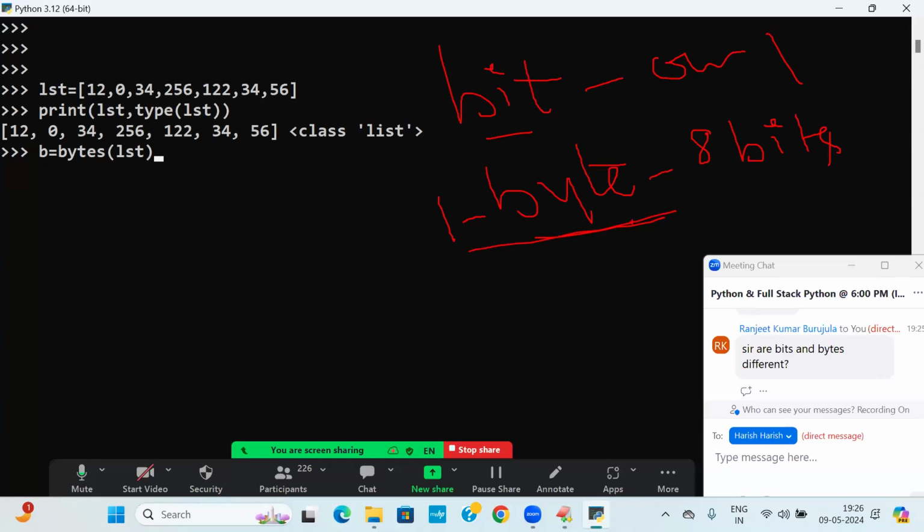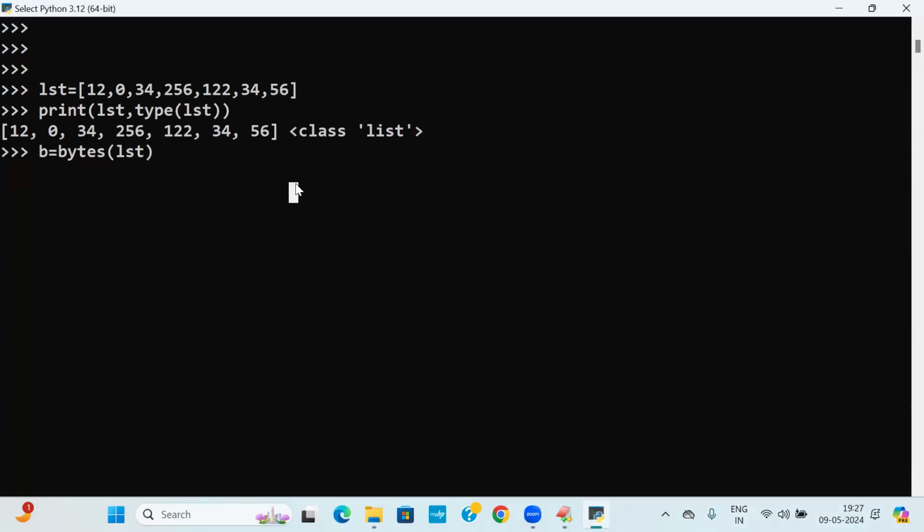Ranjit Kumar, I think you are confusing it. This is different from Python bytes. That is for end-to-end encryption, and this is for memory space measurement. Understand, student? Right.